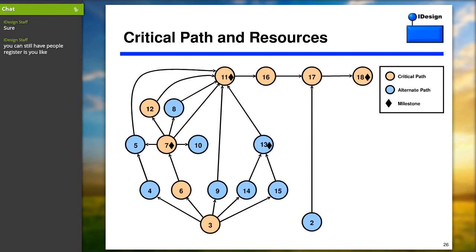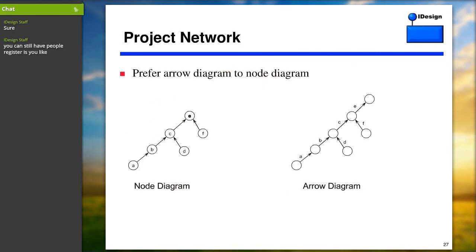When it's time to capture the project network, there are 2 classic notations. There's node diagrams and arrow diagrams. Node diagrams is what I showed you so far. You capture each activity in a node. In an arrow diagram, you capture each activity as an arrow between 2 start and completion events. Node diagrams are more intuitive. Node diagram is what tools like MS Project or Visual Studio Architect are using.